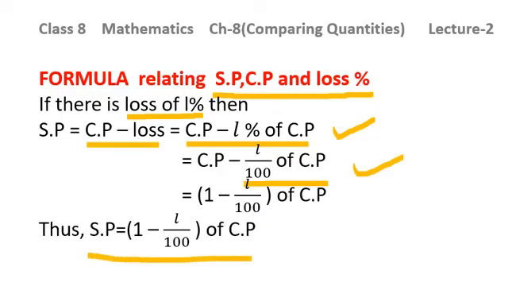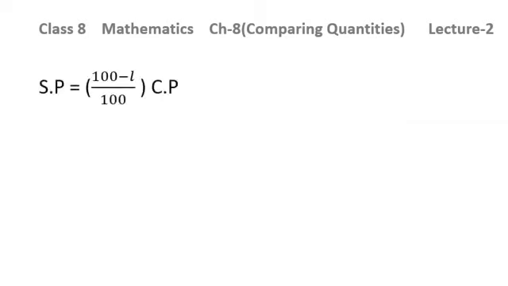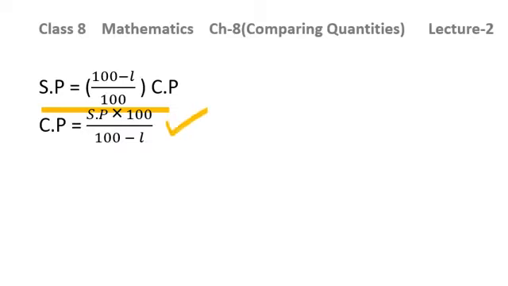Now if I need to find the formula in terms of CP, how will I do it? Let us see. I need to solve the bracket as we have done in the previous case. So after solving the bracket, it will be SP is equal to 100 minus L over 100 into CP. Then it will be CP is equal to SP into 100 over 100 minus L. So this is the formula in terms of CP in case of loss percent, SP and CP. If I need the formula in terms of SP, we have seen it in the previous slide.